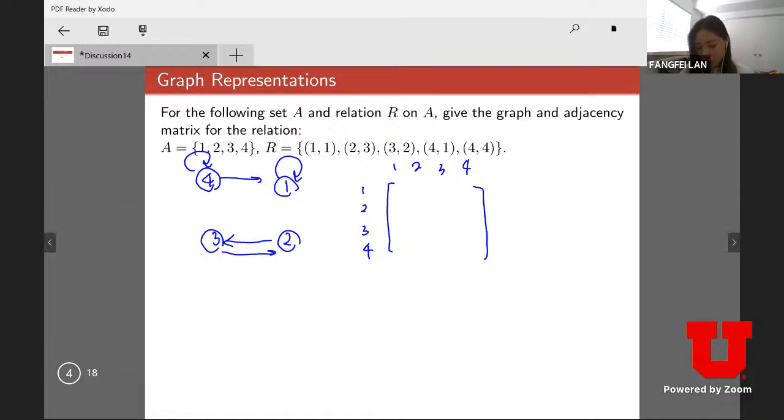So always remember that the first is the row number, and this is the column number. So 1, 1 goes like this. Then we have a 1 here, and then 2, 3, like this. So we have a 1 here, and then 3, 2, 1 here, 4, 1, and 4, 4. And the rest of them are zeros. You can just fill them in.